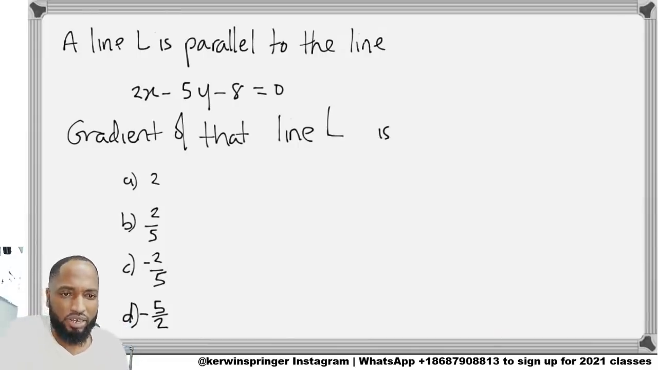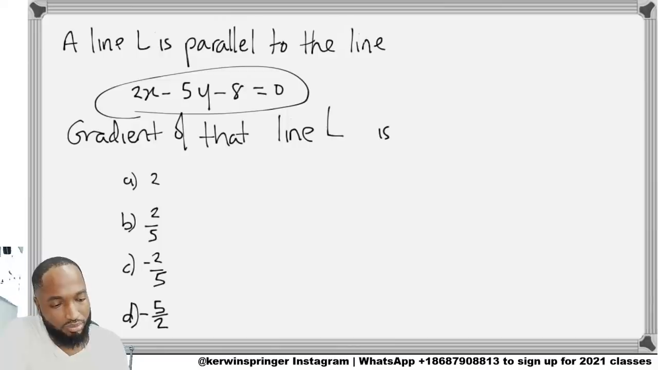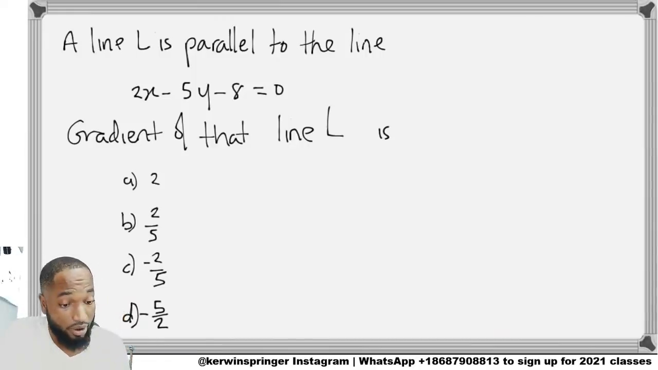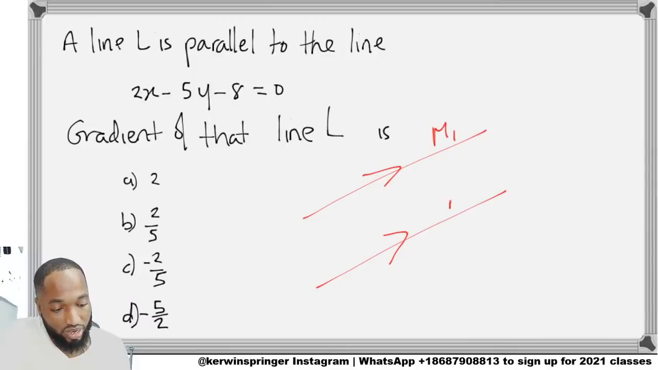So this is the first question I saw. A line L is parallel to the line given. Can you tell me the method to figure out this question? To figure out this question, you should understand that parallel lines have equal gradients. So M1 equals M2.